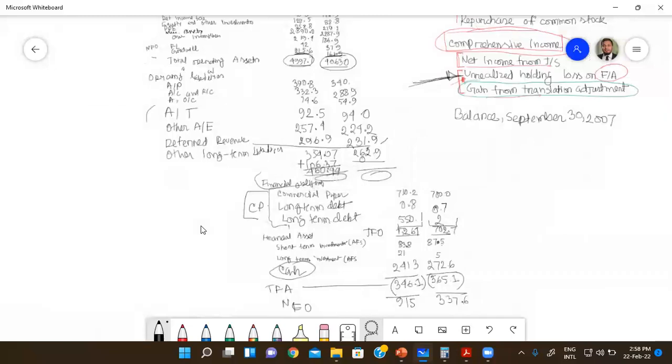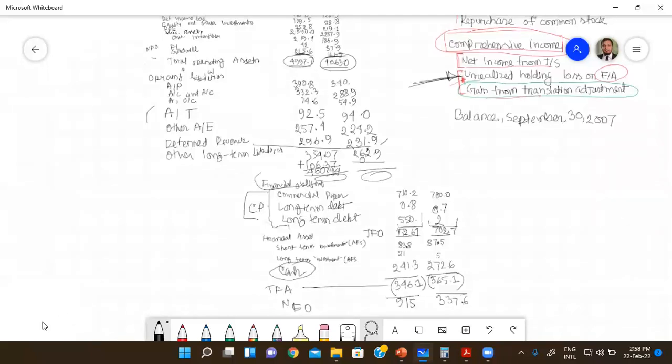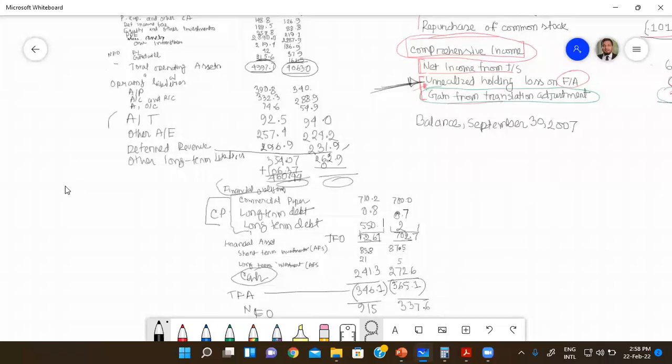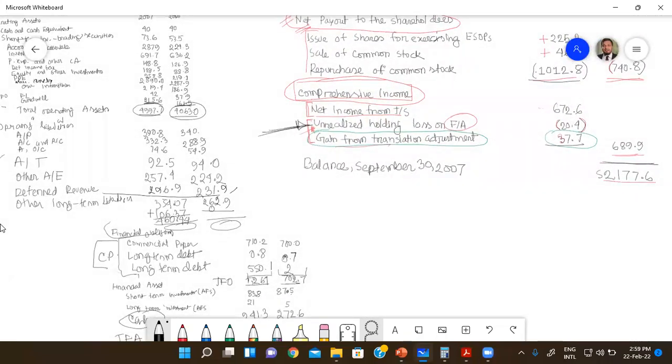The first thing first, it has asked us to measure the return on common equity. Let me write here: return on common equity. So what do we have to write in the numerator? Could you please respond in the chat box what we will write in the numerator for return on common equity? Is it the net profit, or is it the earnings before interest and taxes, or something else?